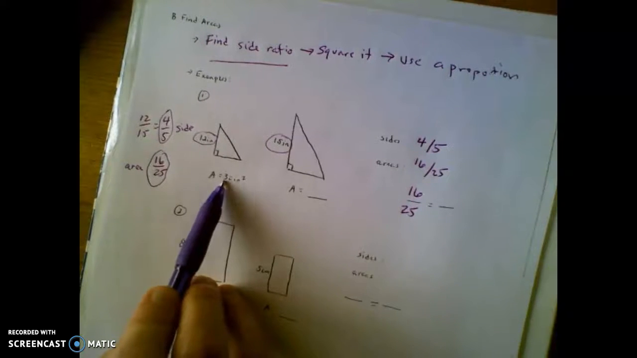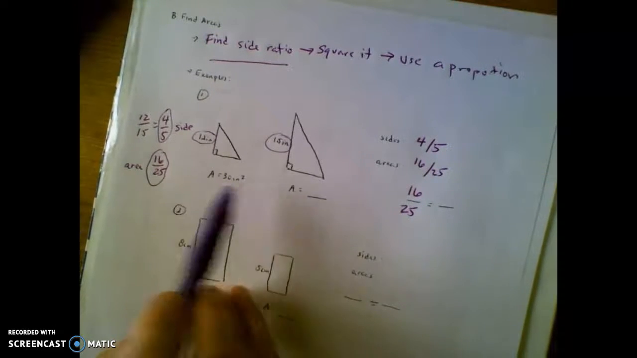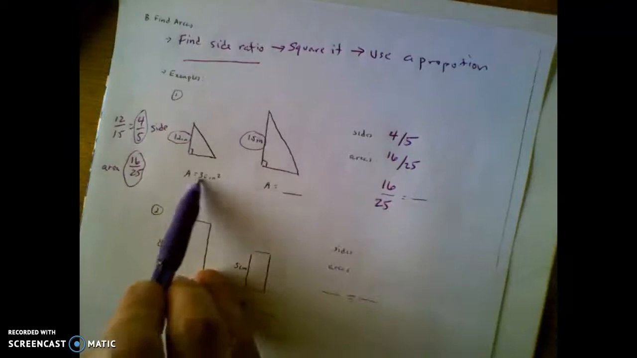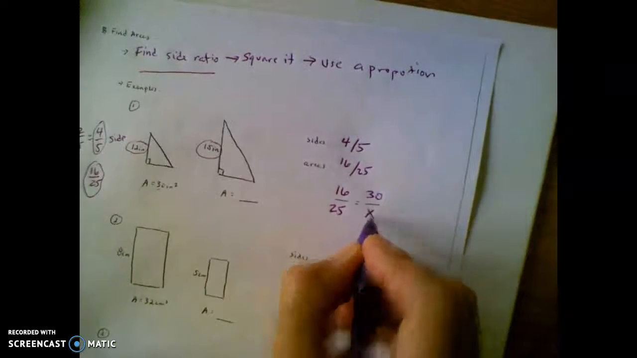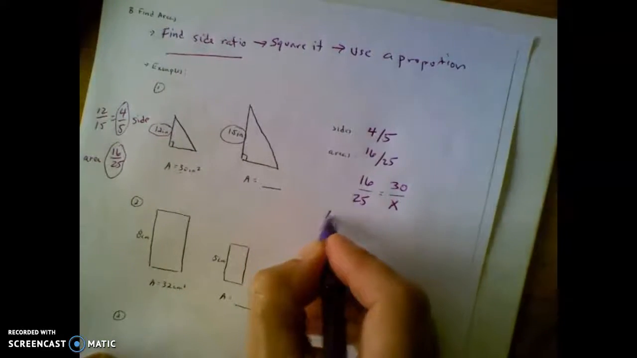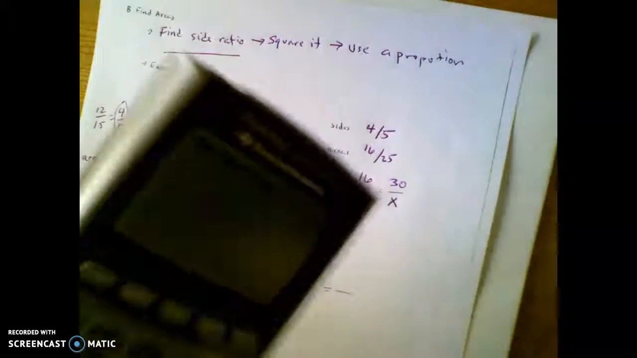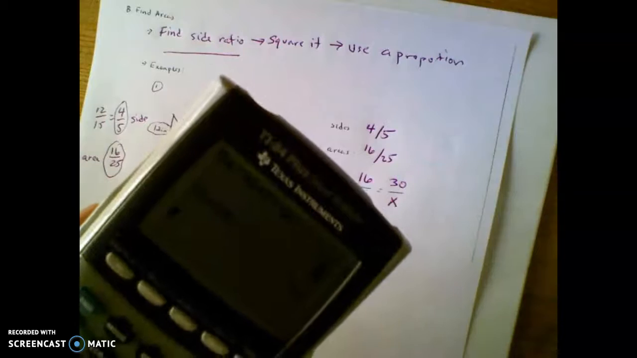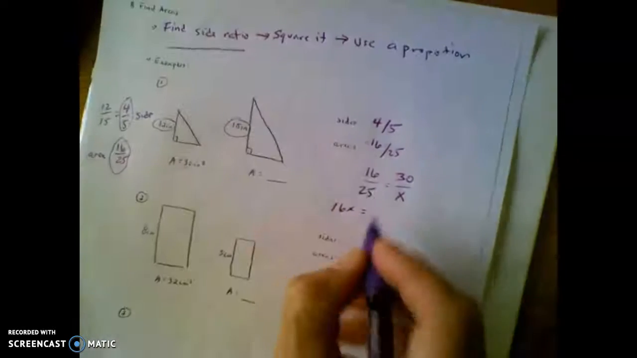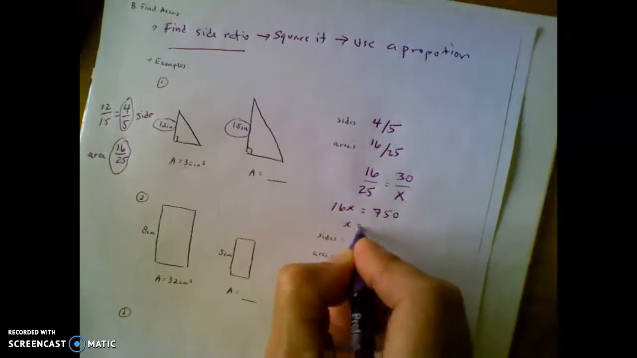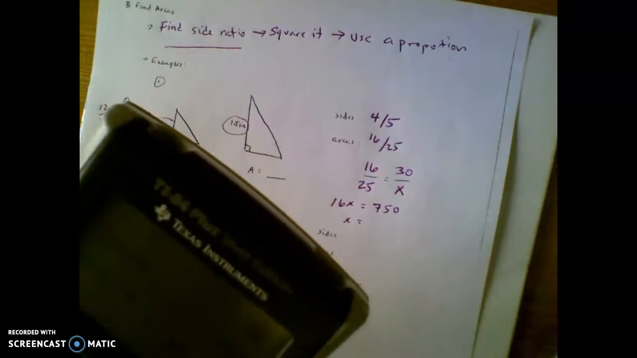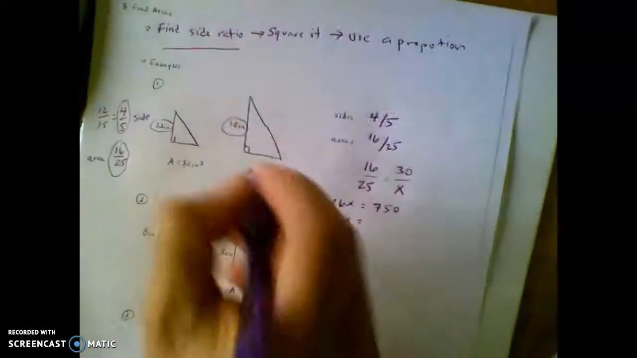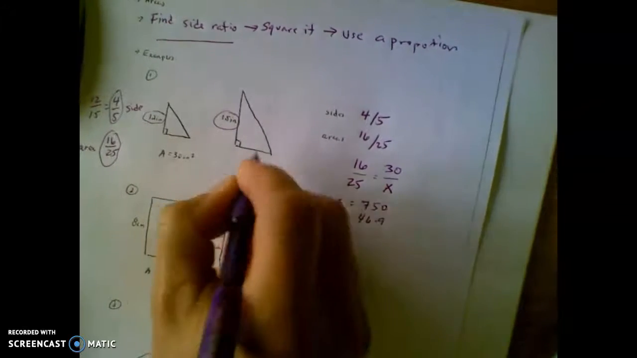Alright, so I know one of the areas is 30. Notice it's on the smaller triangle. So the area of the smaller one, I can use it to find the area of the big one because I know what the ratio should be. So now I'm going to put that 30 on top with the smaller, and I'm looking for the larger area down here. So now I cross multiply, I get 16x is equal to 30 times 25, 750. And then I divide the 16 into 750, and I end up with about 46.9. And that ends up being the area of the larger.